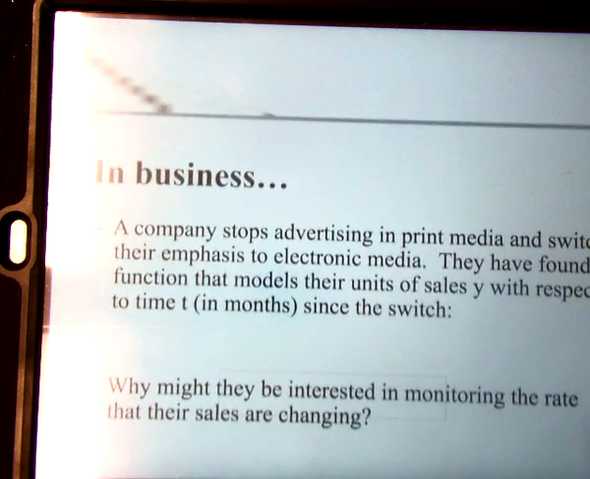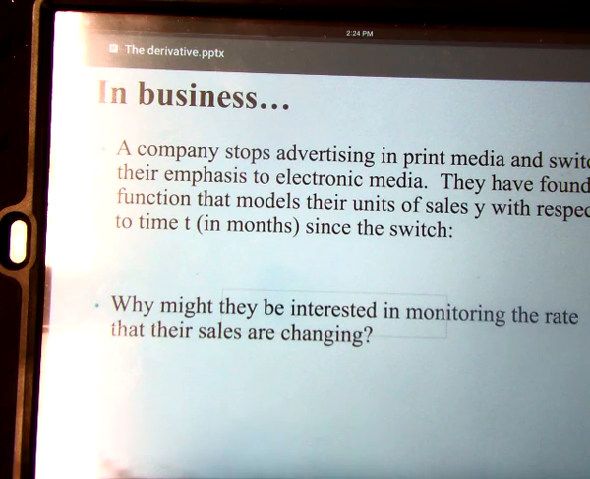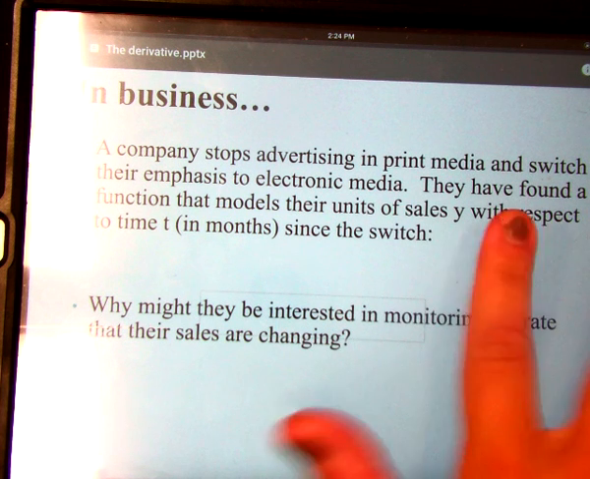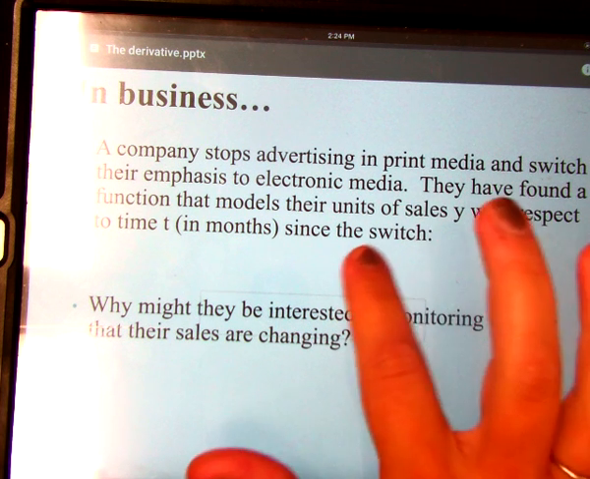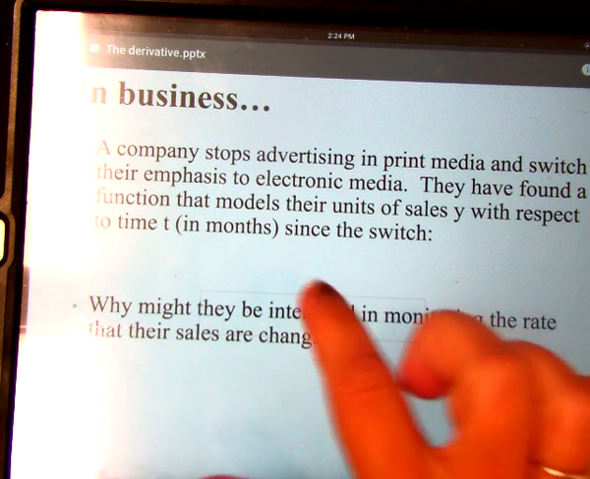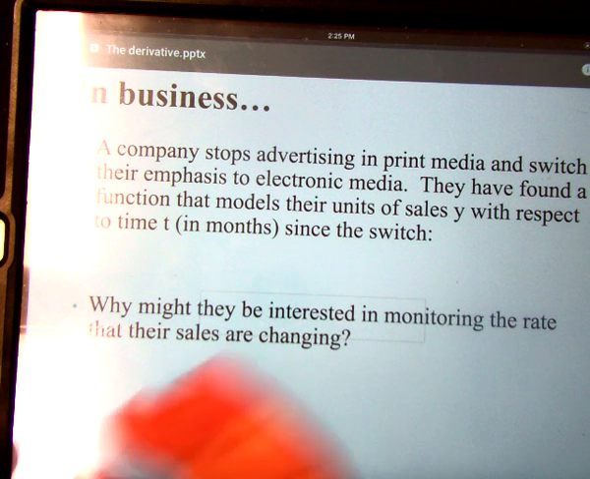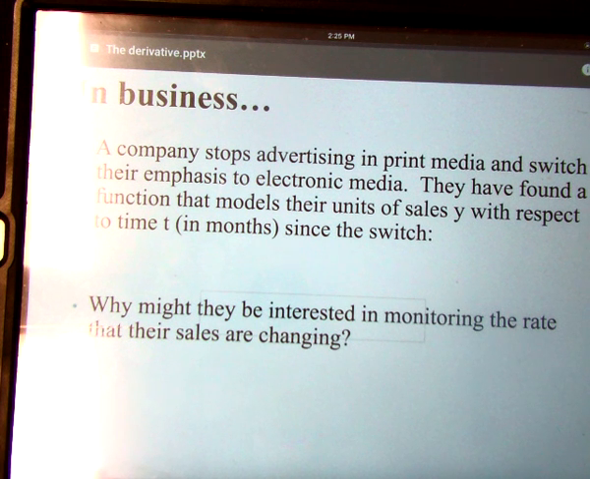Okay, here's a business tie-in. Let's assume a company has decided they're not going to advertise in print media, so no more newspapers, right? And they're only going to go online, okay? They have found a function that models their units of sales with respect to time since the switch, okay? And again, a nonlinear function is here, and the question is, why might they be interested in monitoring the rate that their sales are changing? Well, they want to know, was that a good call? Are there certain markets where we should still be advertising in the print media? Are there certain places where we shouldn't? Are these websites that we've chosen to advertise on working? Are they not? So the rates that things change throughout business and real estate and gobs and gobs of tie-ins is a pretty important task that businesses have to figure out.